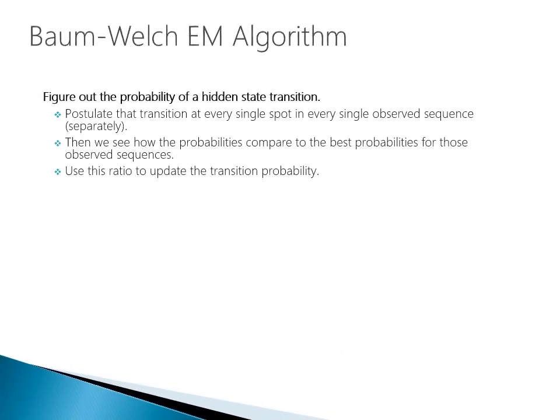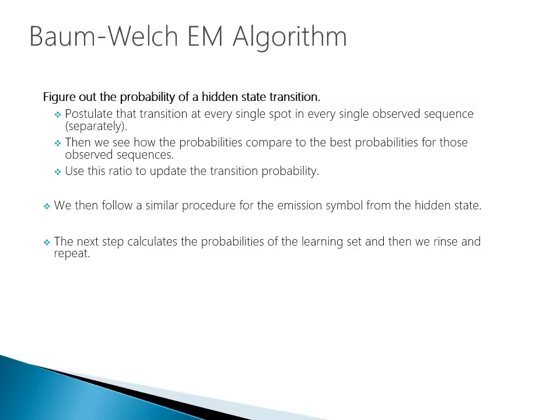Then we need to figure out the probability of a hidden state transition. So we postulate that transition at every single spot in every single observed sequence separately. Then we see how the probabilities compare to the best probabilities for those observed sequences. Then we use this ratio to update the transition probability. We then follow a similar procedure for the emission symbol from the hidden state. The next step calculates the probabilities of the learning set, and then we rinse and repeat, and we do this over and over in a recursive fashion.